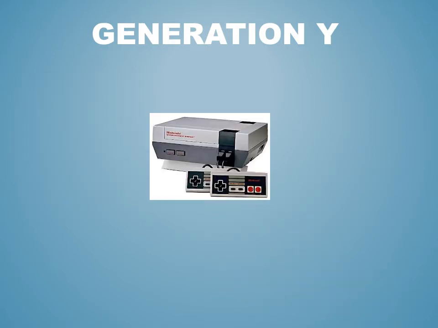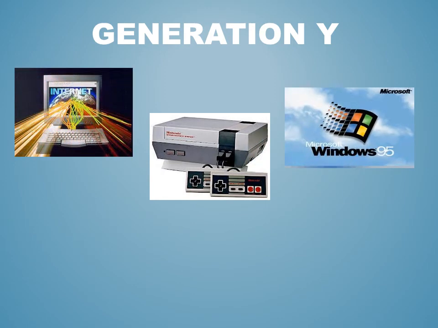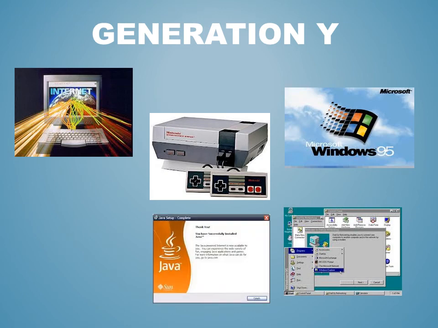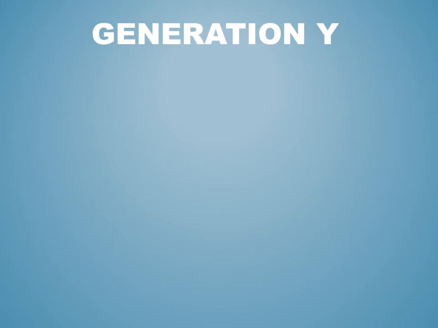Some of the advancements that occurred during the upbringing of Generation Y included the Nintendo in 1985. The term surfing the internet started in 1991, and Windows 95 launched in, you guessed it, 1995. Remember this? We've come a long way. Also, Java was created in 1996. Tragically, Yers also experienced the attack on 9/11 during this period in 2001, though this impacted all generations, not just the Yers.